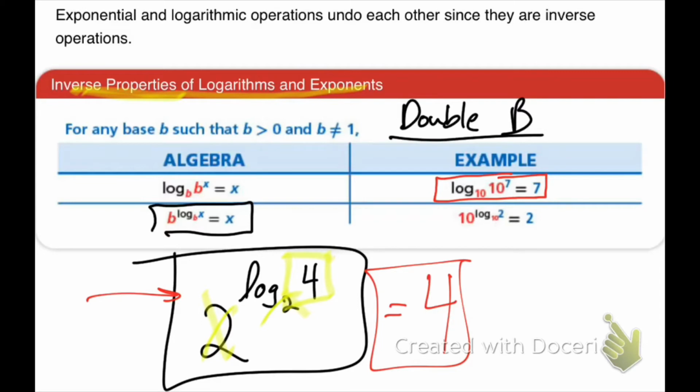So if you ever see repeating numbers, check if they're the base and the number we're taking the log of, or that number and this number here, because if they are, they cancel each other out, and I'm left with the exponent, or that one right there. So let's do a few examples.